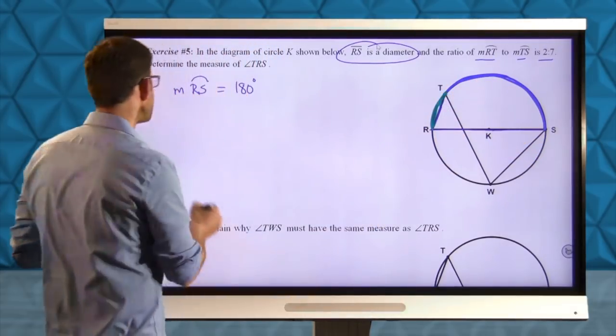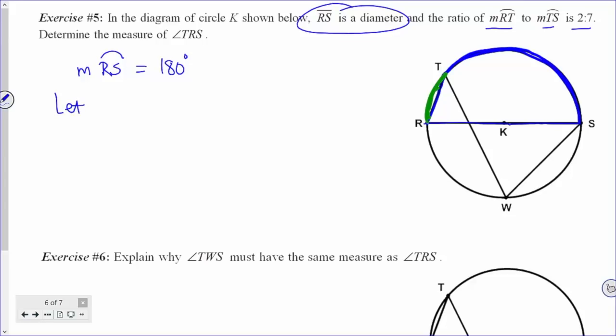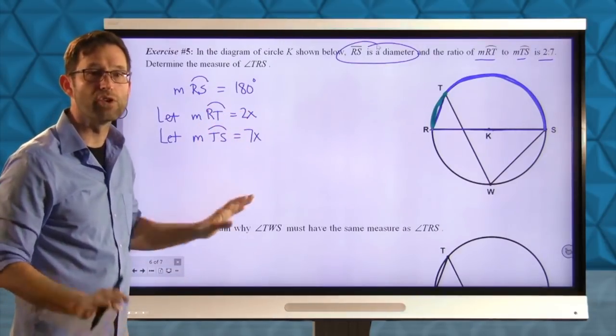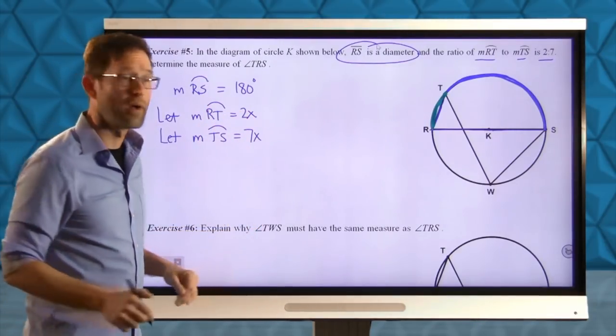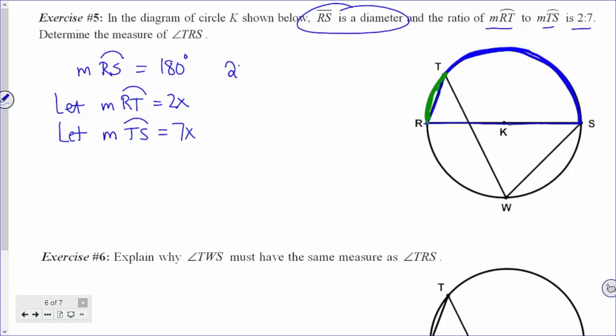And what I can do is I can say, well, I'm going to even do a let statement. Let the measure of RT be 2x, and let the measure of TS be 7x. This will guarantee that they're in a 2:7 ratio no matter what x is. All right? But then I can say, well, 2x plus 7x then is 180 degrees. That's going to give me 9x is equal to 180 degrees. And eventually that gives me x is equal to 20.